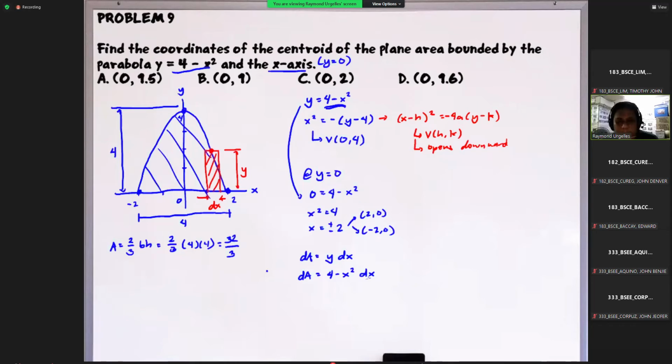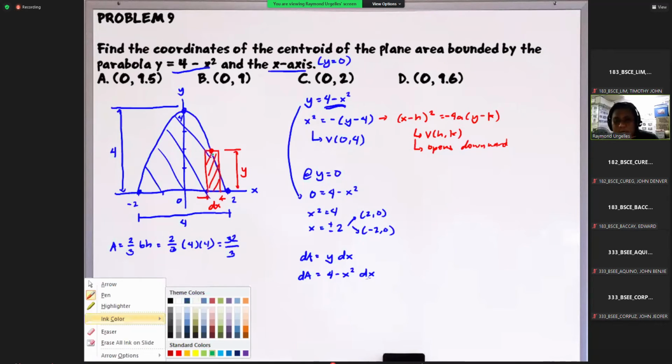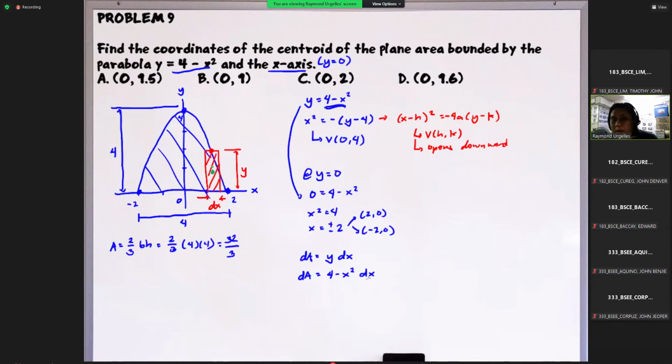Ano yung next step natin? Yung position ng centroid nung differential area natin. Nasaan yung centroid niya? Gaya ng sabi ko kanina, nasa pinakagitna lang. Kung nasa gitna yan, ibig sabihin dito sa y coordinate, this is simply y over 2, kalahati lang siya ni y. In terms of the x coordinate naman, makikita natin na kapareho lang siya ng distance ng point natin from the y axis. So that is the x coordinate. Therefore, in this specific problem, yung x sub c natin for the differential area is equal to x.